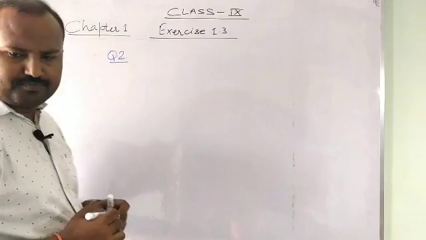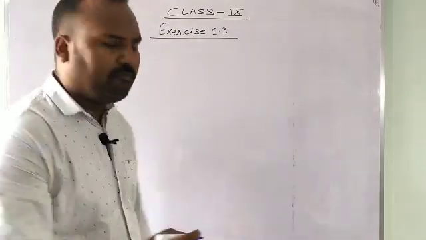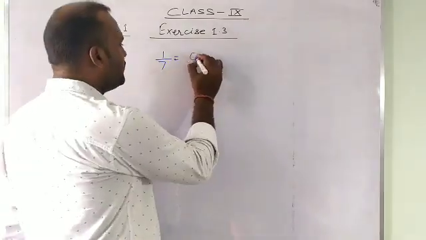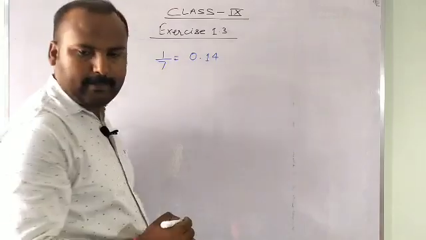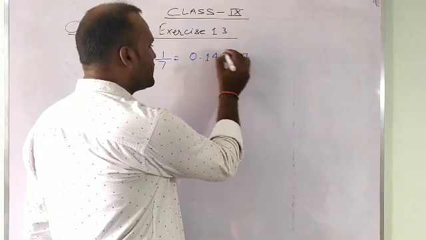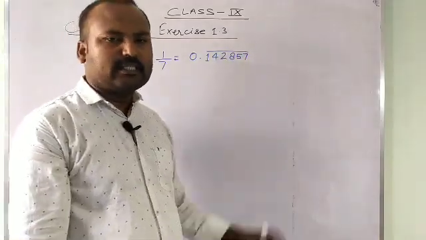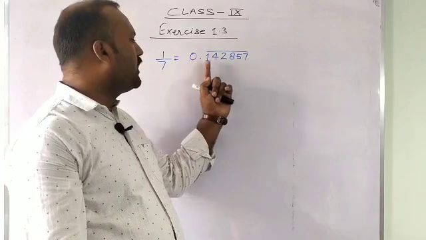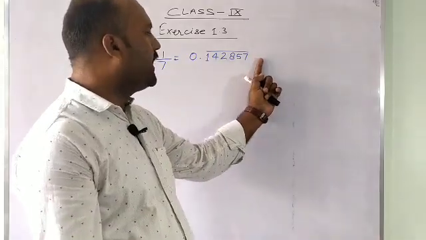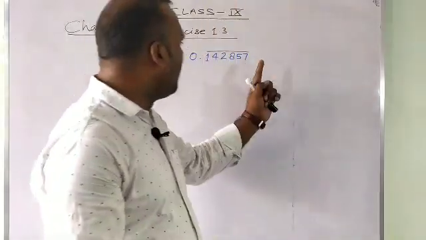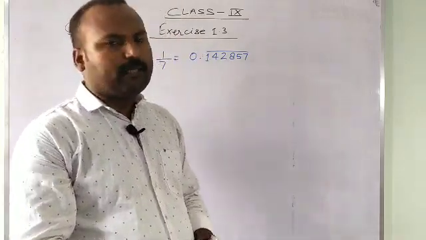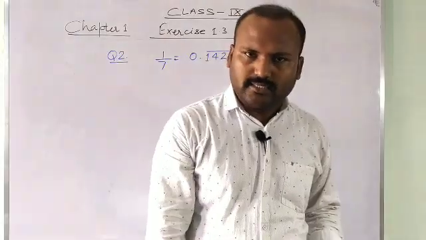Question number 2: you know that 1 upon 7 is equal to 0.142857, and a bar is given. This bar shows that after 7 it will again repeat 142857, again repeat 142857. So this decimal expansion is non-terminating and repeating.